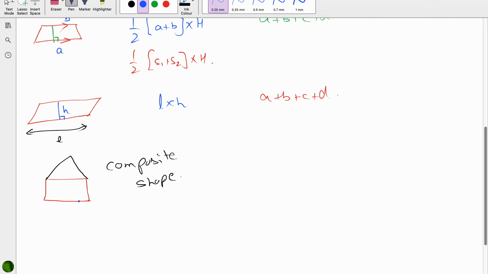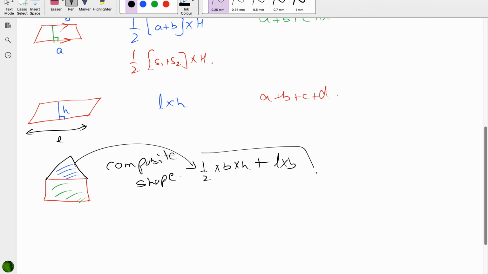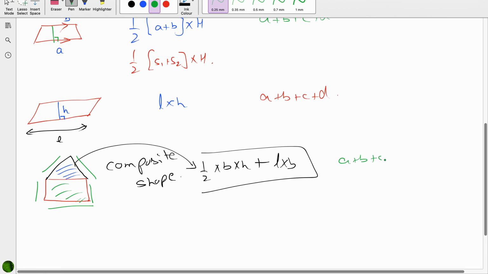In this case, you always solve the two shapes separately. Obviously we know that the first one is a triangle, so we'll write 1/2 into base into height, plus the second one is a rectangle, length into breadth. So this is my area. In case of perimeter, find these 1, 2, 3, 4, 5, so A, B, C, D and E, all 5 sides, and you will skip this line which is at the center. Perimeter is always the sum of the boundary.